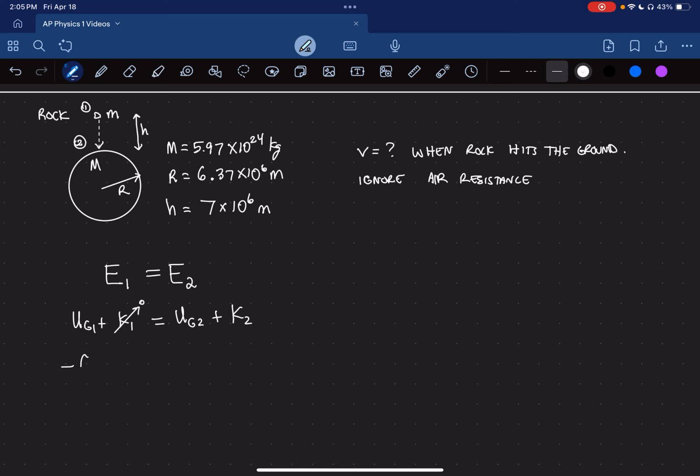We'll bring in our term negative G, big M, little m. The distance between the two, from the center of the Earth to the rock, is R plus H. This is negative G M m. When the rock is hitting the surface of the Earth, it is only a distance R away. And this is m V, the V we're trying to find, squared over 2.